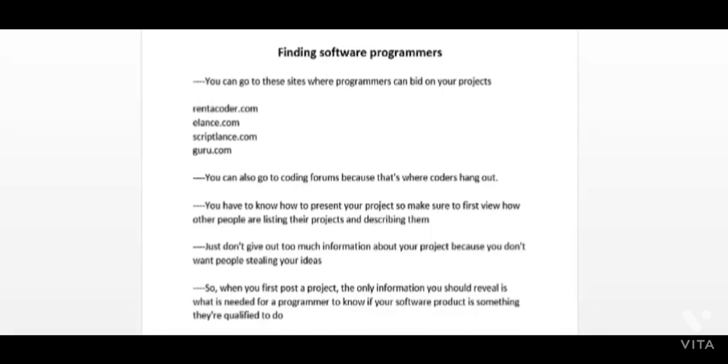Okay, so now when you visit these sites where programmers can bid on your projects, you have to know how to present your project. So make sure to first view how other people are listing their projects and how they are describing them on these sites. Okay, and you also have to be very careful. You don't want to give out too much information about your project because you don't want people stealing your ideas. So when you first post a project, the information that you should reveal at first is what is needed for the programmer to know if your software product is something that they are qualified to work on.